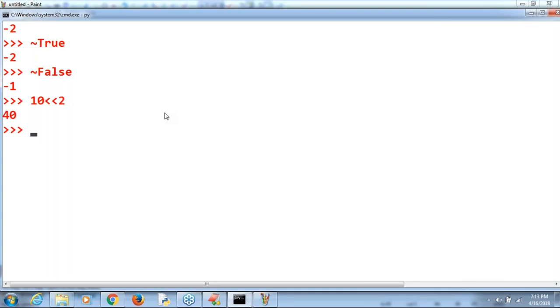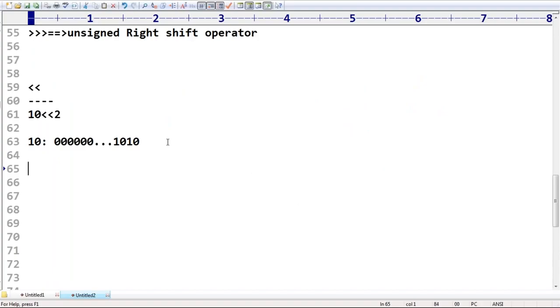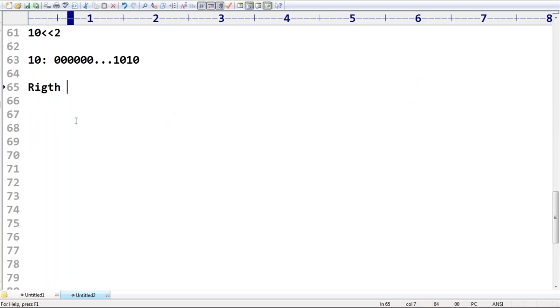Similarly, the right shift operator. Right shift means we require to shift to the right hand side. Are you getting it? We require to shift to the right hand side. 10 right shift 2.